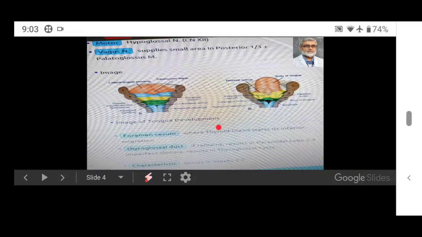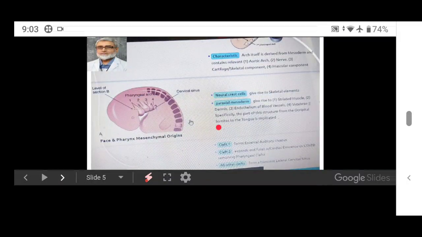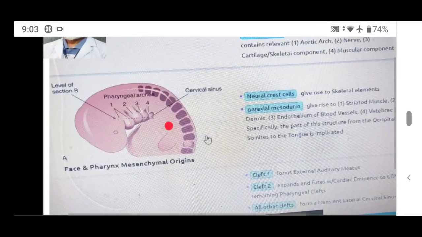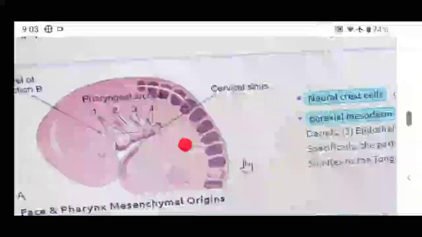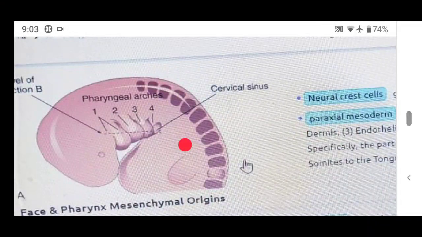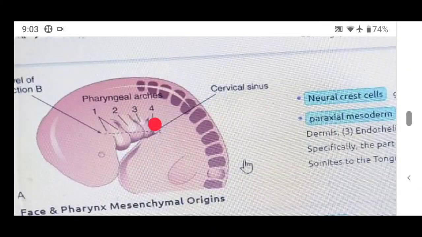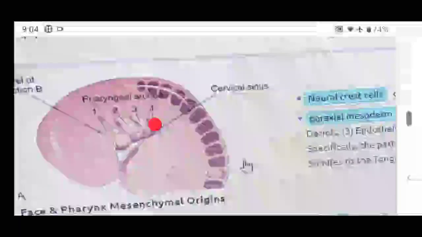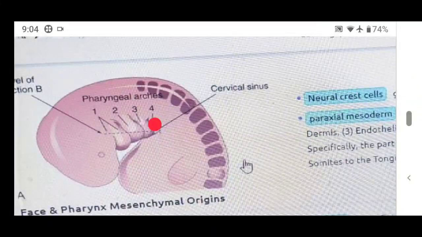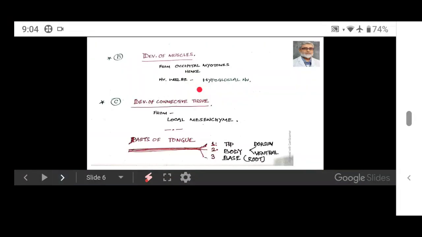Now come to the next slide. You can see here the first, second, third and fourth regions. This is the intrauterine life face and pharynx. Mesenchymal origin is from these areas. Now come to the next slide.